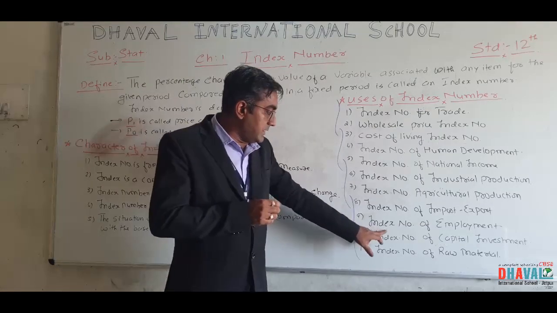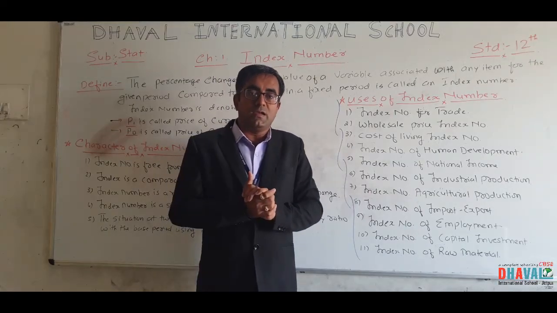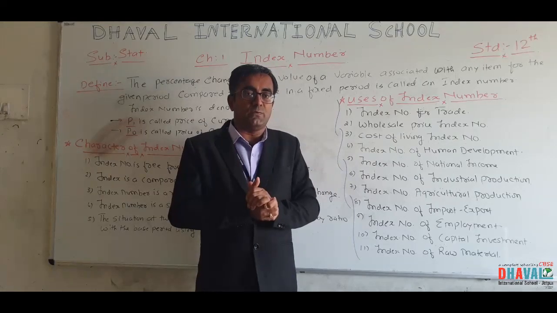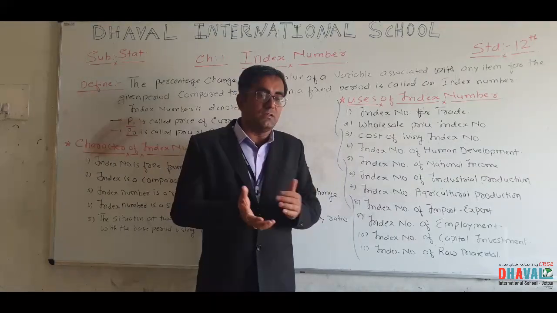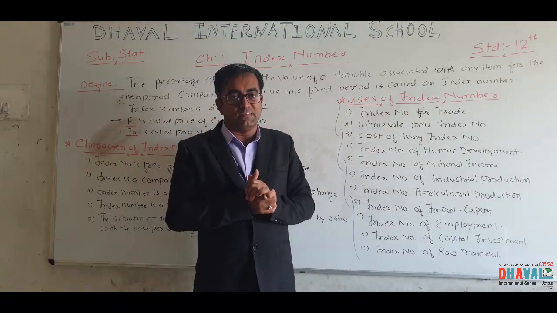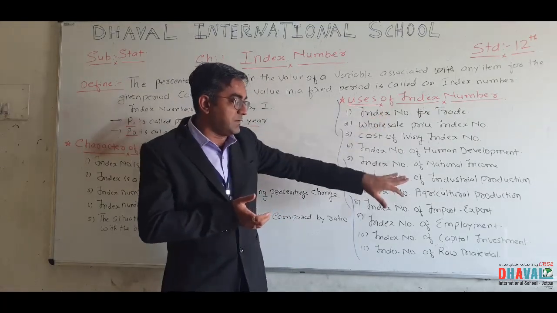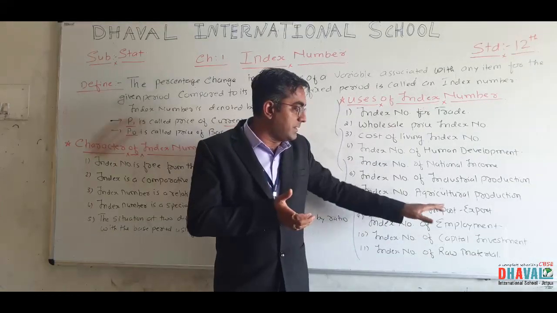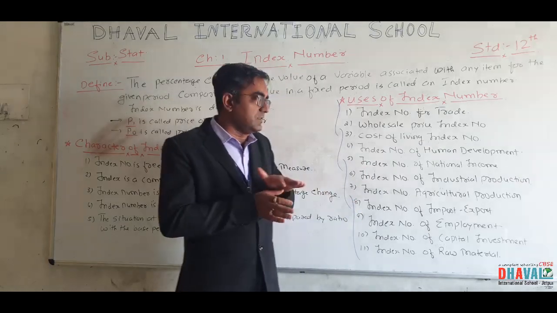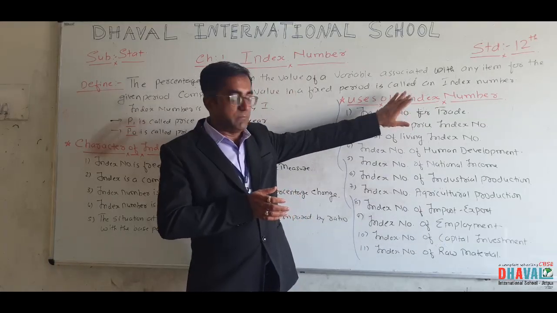Number 9, index number of employment. You know that for the development of any country, we need huge employment. If all are employed in a good field, they get good income. From this good income, the government gets a huge amount of taxes, so development of the country becomes possible. With the help of index number, we can calculate the ratio available for employment, unemployment, illiteracy, and poverty. All these ratios can be calculated with the help of index number.